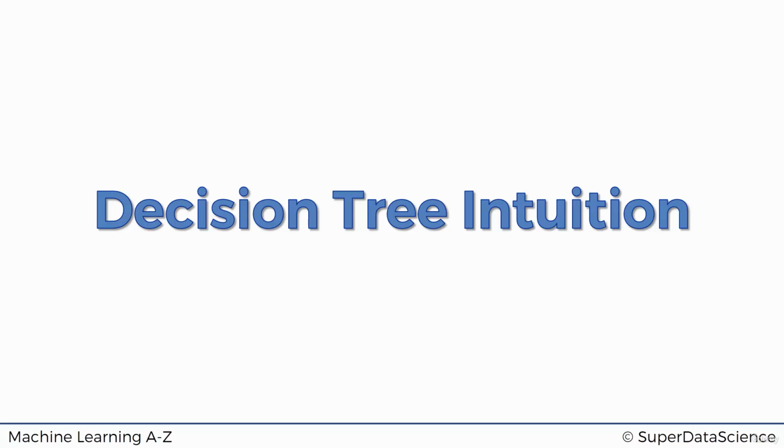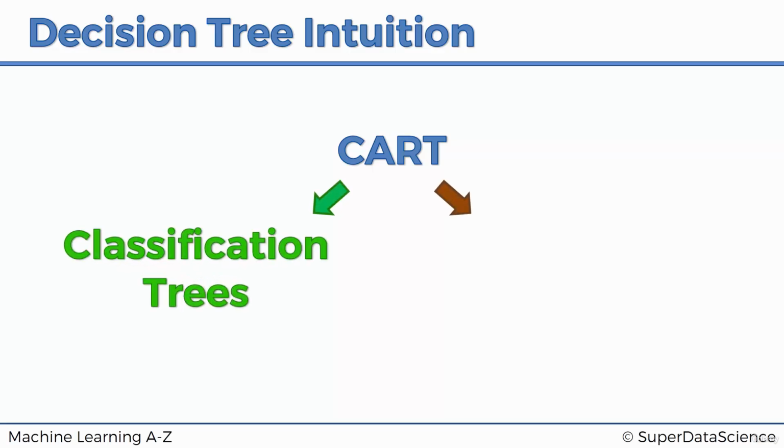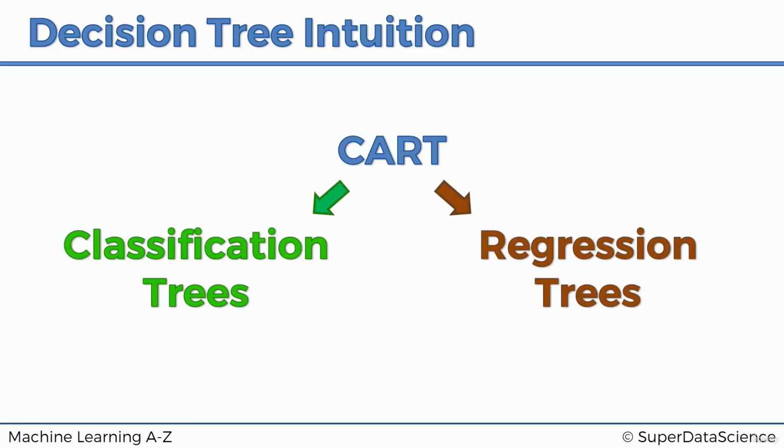Alright, let's get started. You might have heard the term CART. It stands for classification and regression trees. And this term is an umbrella term for two types of trees, which are obviously classification trees and regression trees.